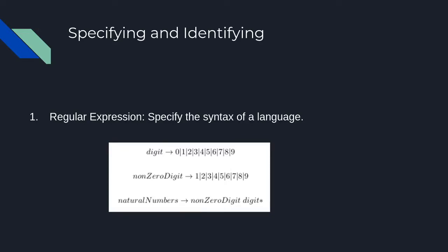Finally, a more practical example to match natural numbers. A digit can be any character from 0 to 9 inclusive, and non-zero digit can be any character between 1 to 9 inclusive. So a natural number is defined as a non-zero digit concatenated with 0 or more number of digits. An important thing to note here is that regular expressions work on any characters, and they don't care about the meaning of character 0 or 1.